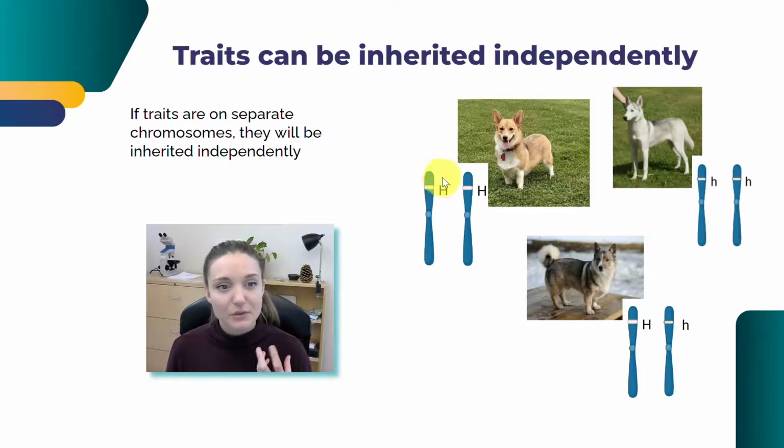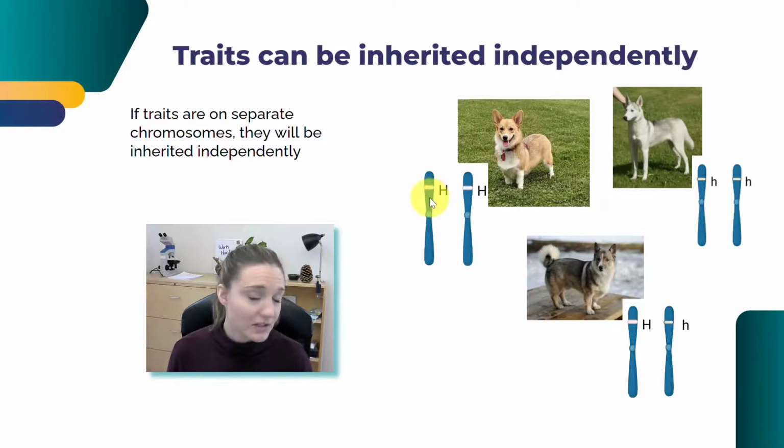Okay, so we're only looking at one trait right here. But if we maybe looked at another trait, I don't know, like coat color or coat length or something like that, if it's on the same chromosome, it would not be inherited independently. So if coat color is like right here on this chromosome, it would be inherited with leg length, right? But if, let's say, coat length was on a different chromosome, it would separate independently. Okay, it would separate into the gametes independently.